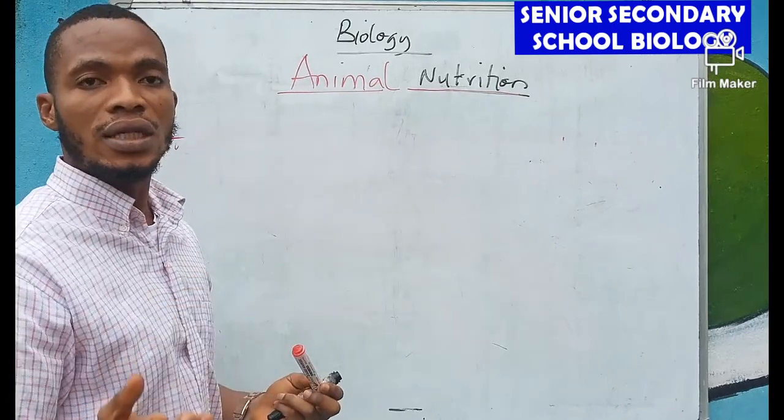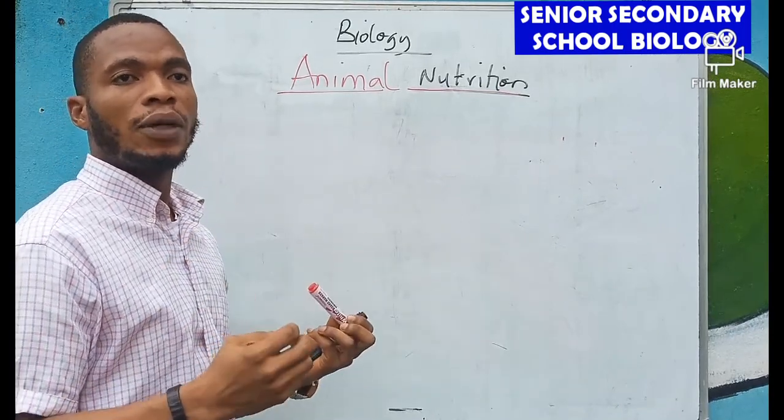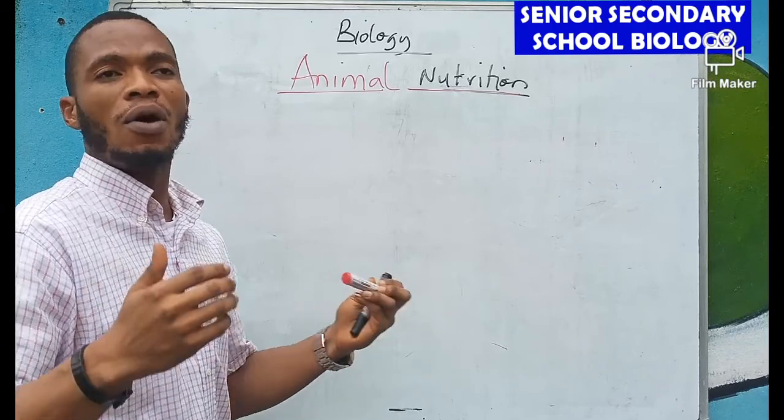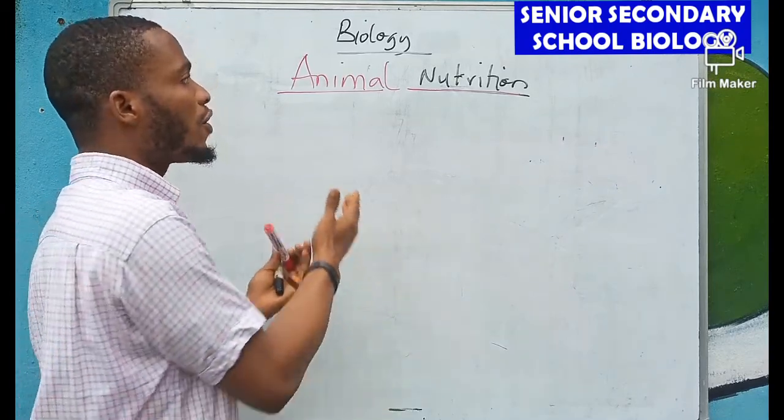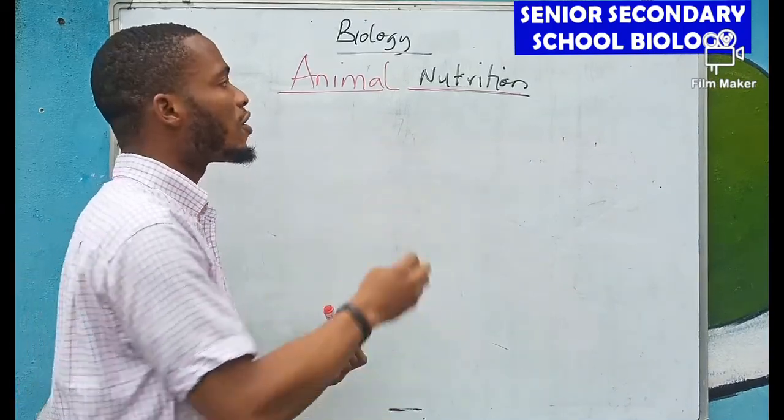I told you of photosynthesis that helps them produce carbohydrate. Then we talk of how they also need other nutrients like protein, vitamins. We talk of the mineral nutrients that help them get these nutrients. Now let's talk of animal nutrition.